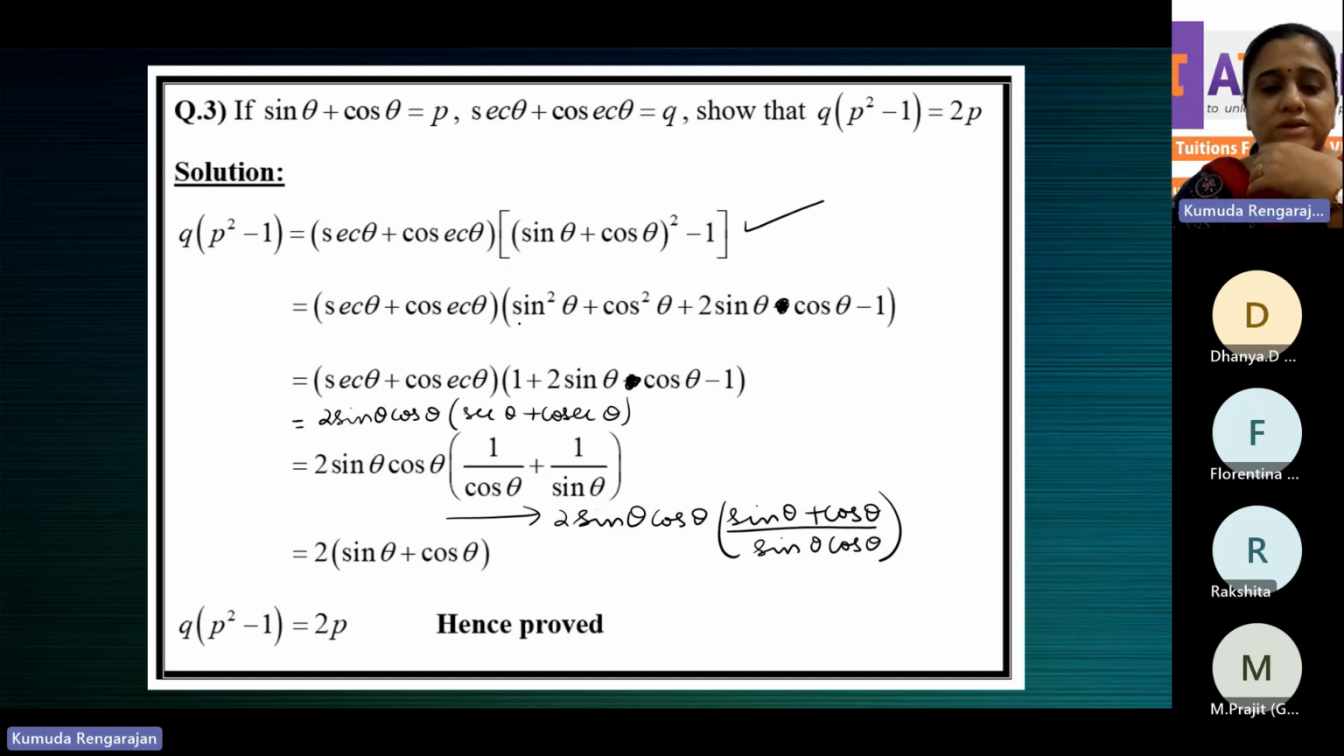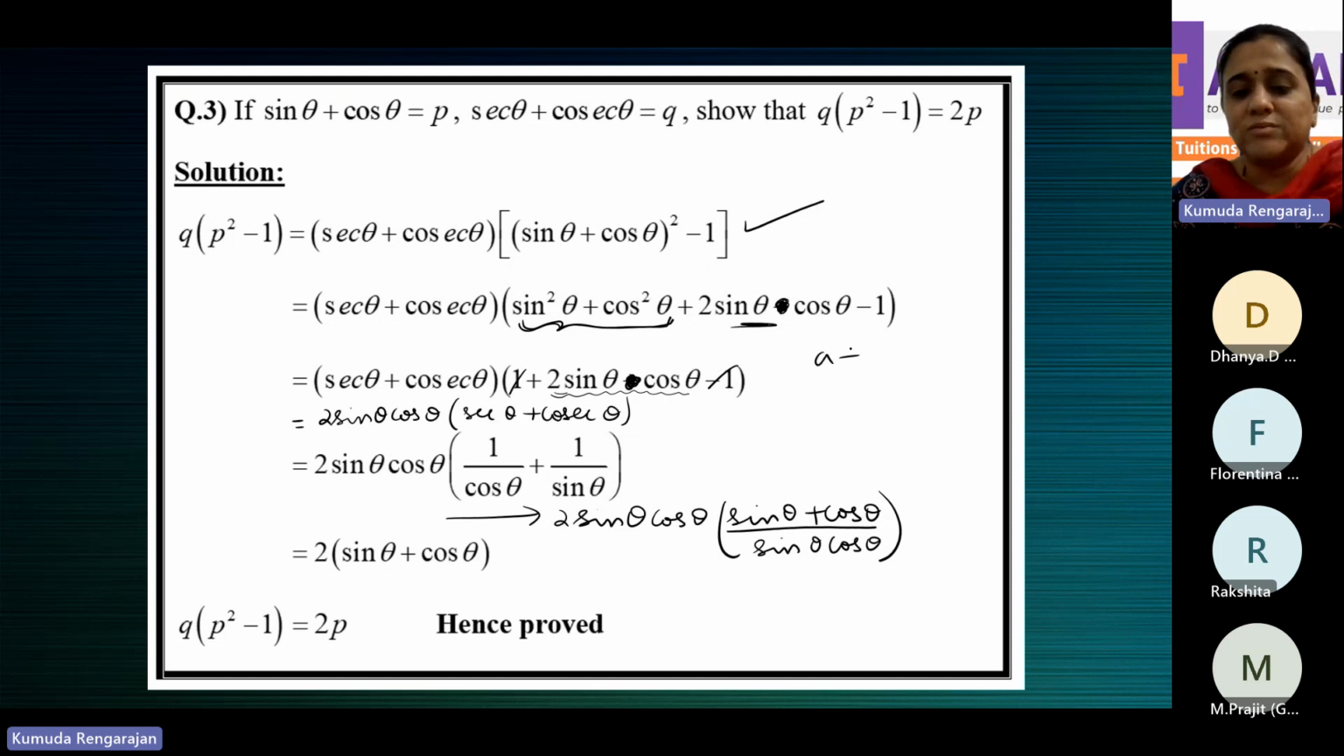Now we know that sine square theta plus cos square theta is 1. So in the next step, secant theta plus cosecant theta as it is. In the bracket, sine square theta plus cos square theta is 1. So 1 plus this one as it is, 2 sine theta cos theta minus 1. Now plus 1 minus 1 gets cancelled. So here you have only one term, 2 sine theta cos theta.